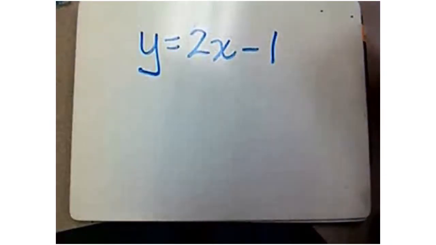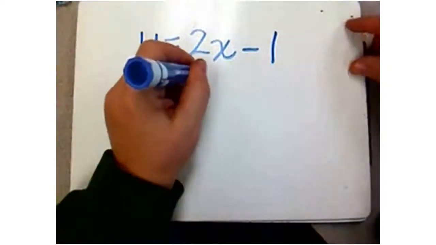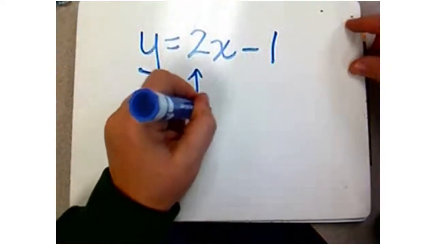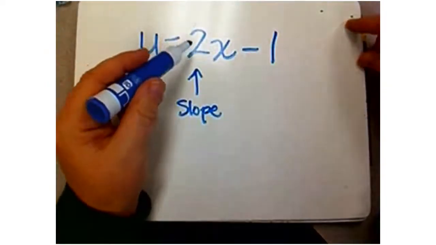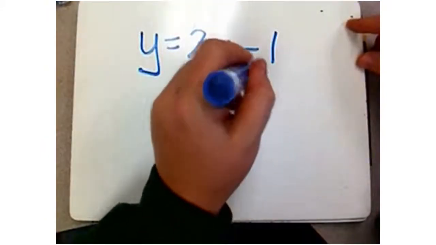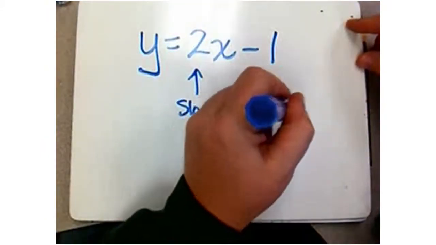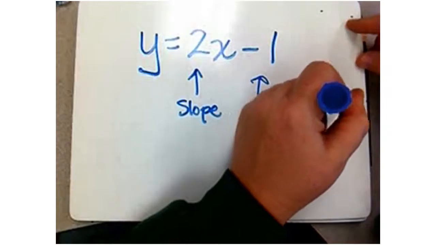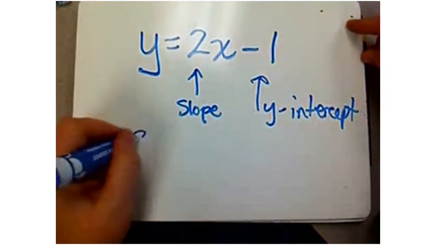And there's going to be some little arrows interpreting that value. And just below, it's pointing at the number 2, and it's saying that that is the slope. The coefficient of your x is the slope. And the minus 1 is your y-intercept. And this is called slope-intercept form.